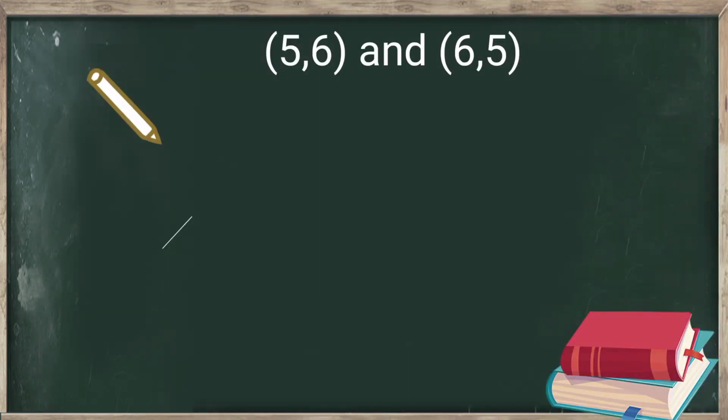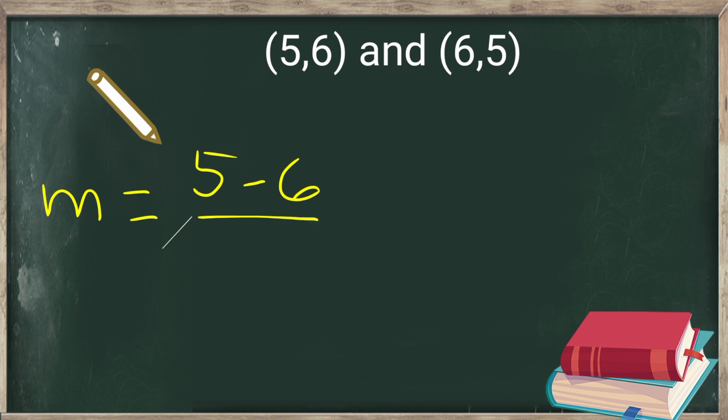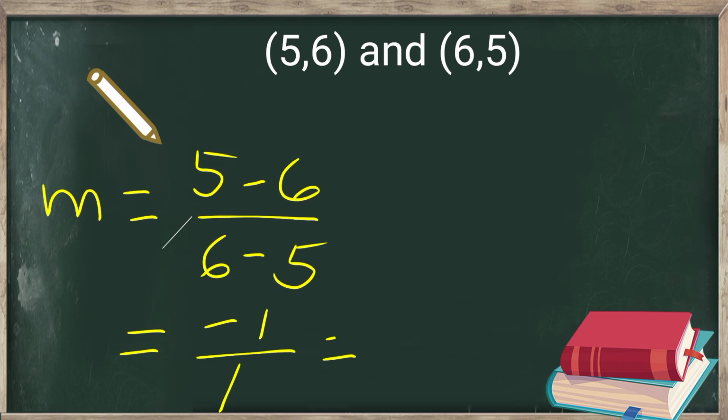Next, last, I think this is the last. So, m is equal to 5 minus 6 over 6 minus 5. So, what is 5 minus 6? That is negative 1 over 1, which is equivalent to negative 1. The slope is also negative 1.